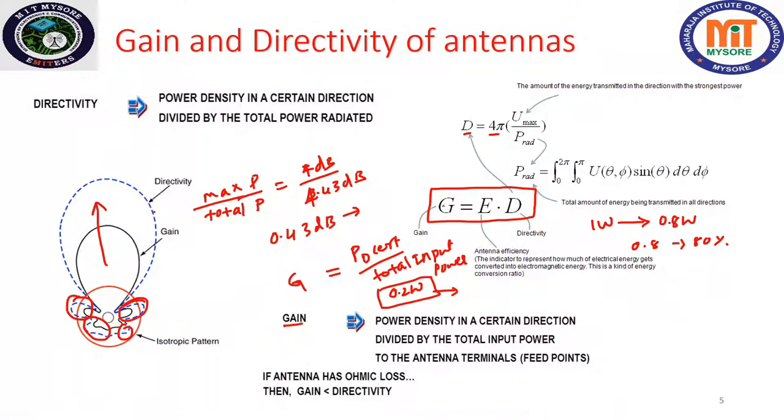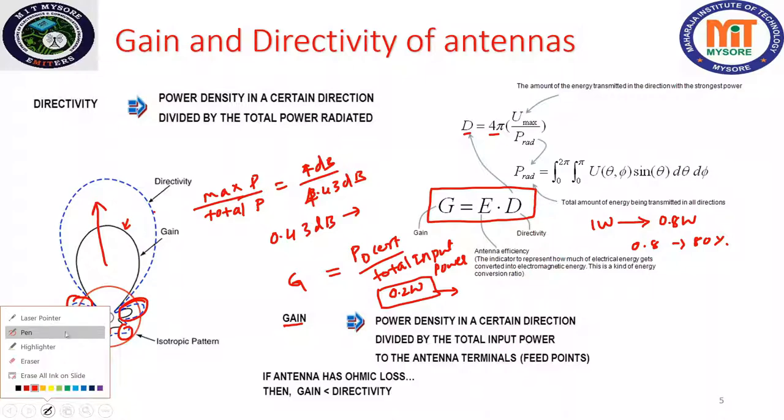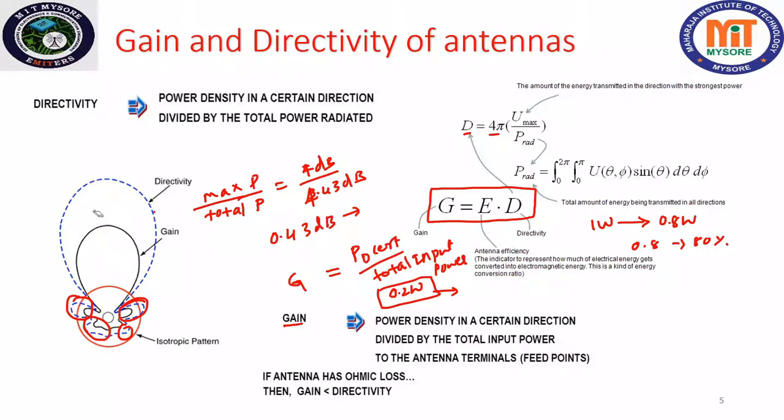So gain is always lesser than directivity, because efficiency may not be greater than 100%. It should be lesser than 100%. You have to multiply a fraction with D. So gain will always be less than directivity. That's why you can see gain is less, because gain considers the losses in the antenna.